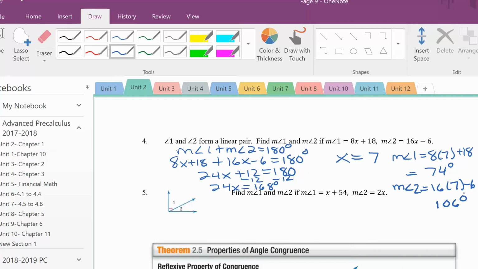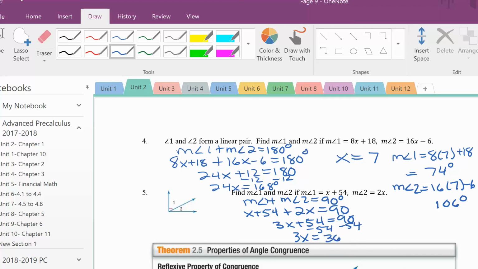So now for the next one, notice it adds up to a right angle. So the measure of angle 1 plus the measure of angle 2 equals 90. Angle 1 is x plus 54. Angle 2 is 2x. They add up to 90, so 3x plus 54 equals 90. 3x equals, you subtract 54, and you get 36. You divide by 3, and you get x equals 12.